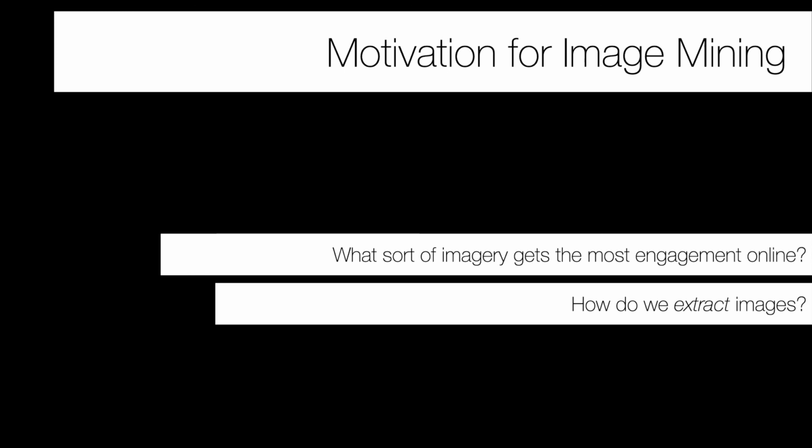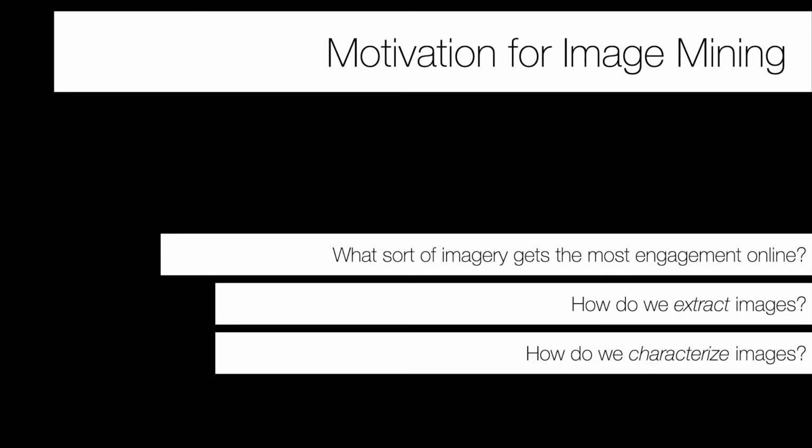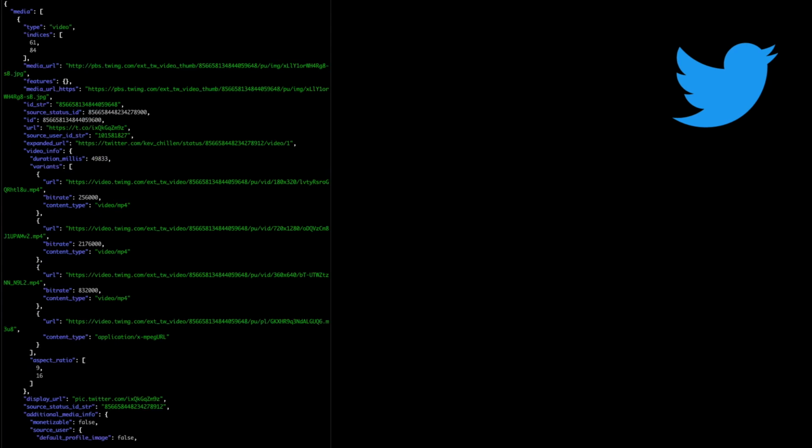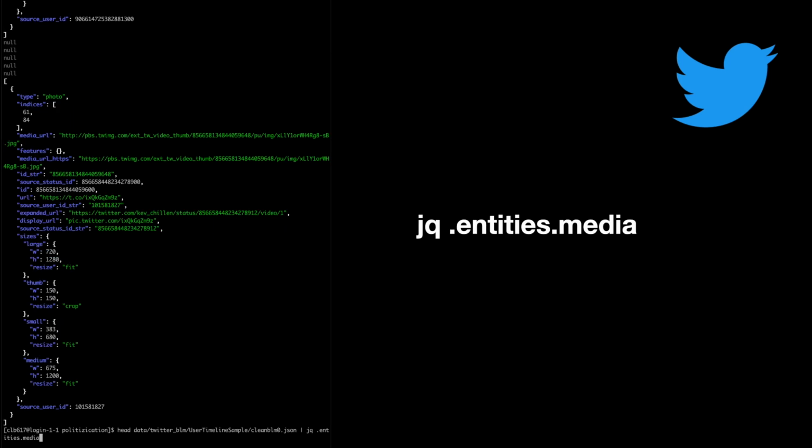For instance, how do we actually extract images from our social media data? And then once we have them, how do we characterize the images that we've extracted? Fortunately, from an extraction standpoint, this is a relatively straightforward task, especially if we are using something like Twitter or Reddit. The metadata about these tweets or pieces of content generally comes with some information about the media embedded within them.